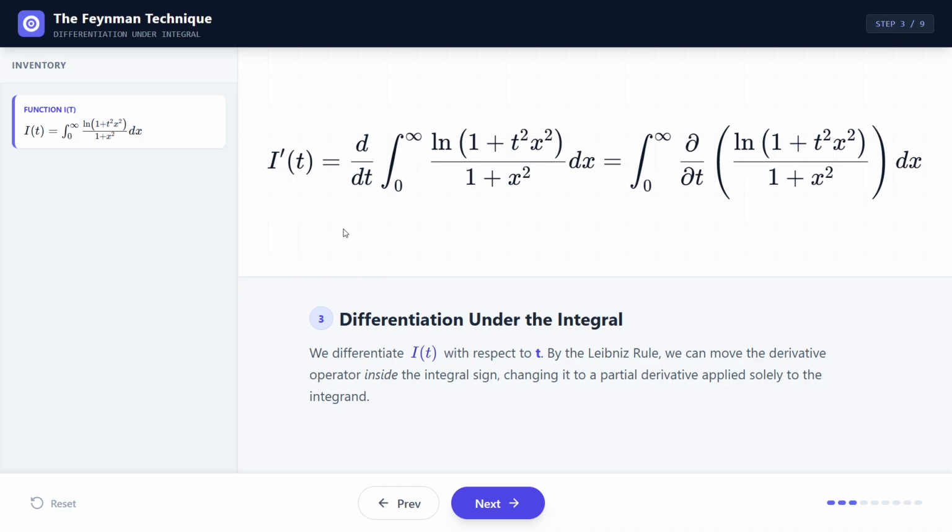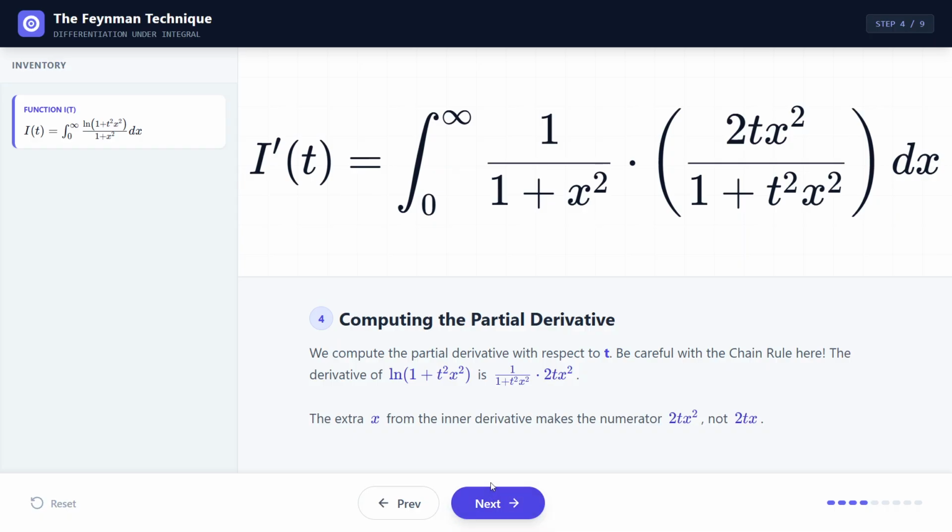And the Leibniz rule says that we can move the derivative operator inside the integral sign. And we need to change it to a partial. So we just move this derivative right inside the integral as a partial derivative. All right, and then we evaluate the partial derivative. So the partial derivative of that is going to be this. So this is our I prime of t.